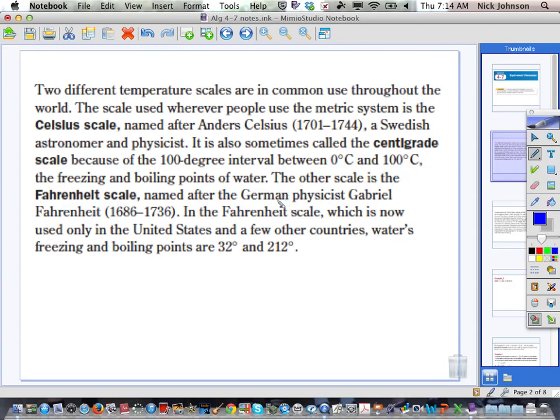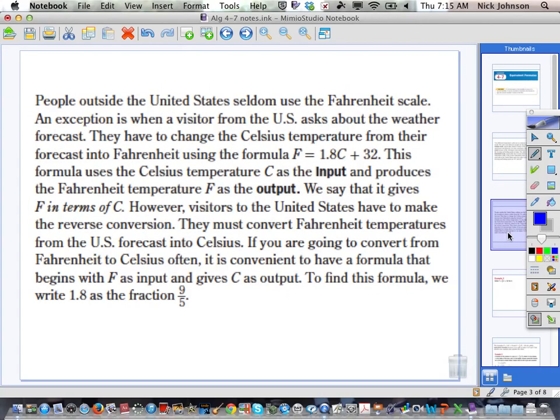The other scale is the Fahrenheit scale. We should all be familiar with this. This is what we use in the United States. The Fahrenheit scale, which is now used only in the United States and a few other countries, has water's freezing and boiling points at 32 degrees and 212 degrees, respectively. It says people outside the United States seldom use the Fahrenheit scale. An exception is when a visitor from the U.S. asks what the weather forecast is.